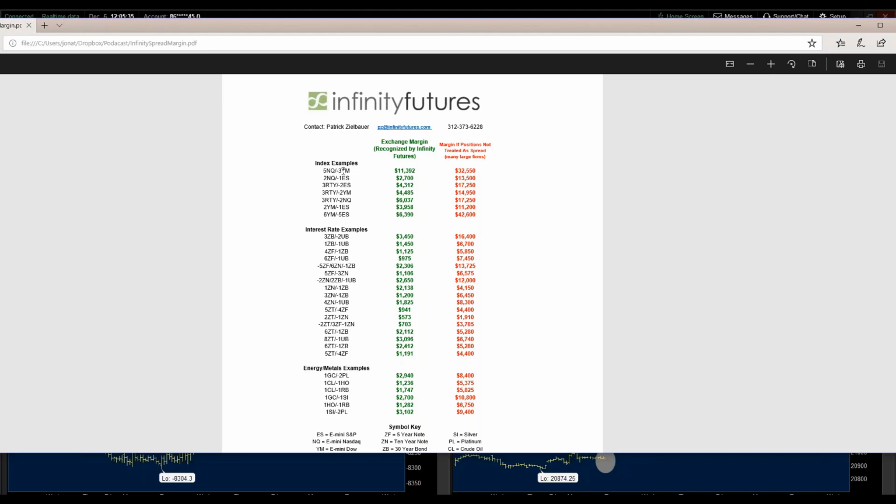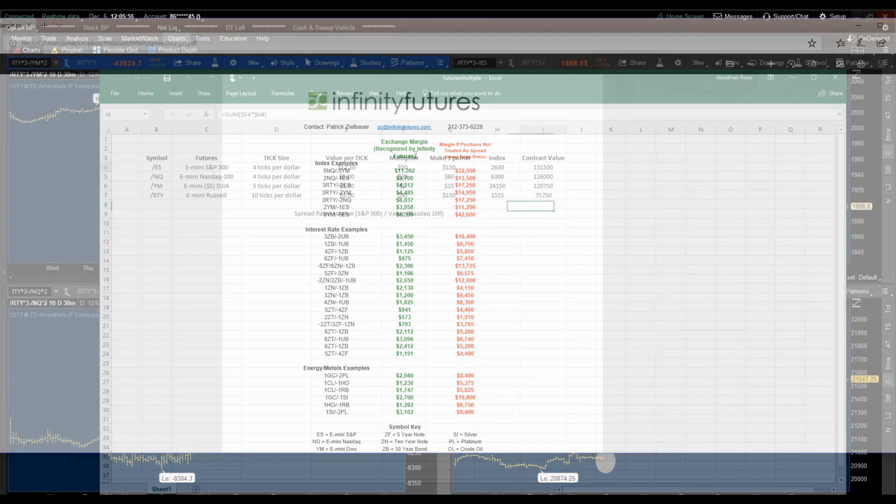So the overall message, or why I wanted to start here, is if this style of trading resonates with you, it is an absolute no-brainer to call Patrick up and set something up with Patrick, because you don't want to do this trading outside of Infinity Futures or a firm that gives you that exchange-traded margin.